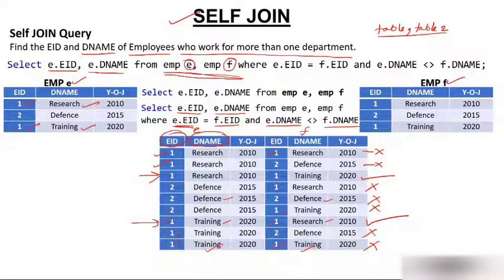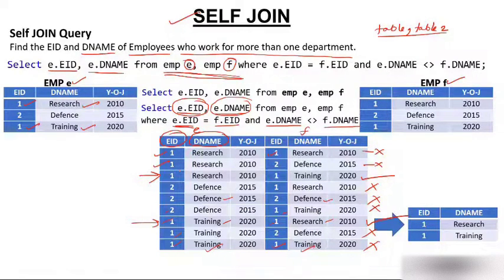And in these rows we want only the employee ID of E and department name of E. So the answer which I'm getting is this. Employee ID 1 is working with research and with training, and you can clearly see this in the table. ID 1 was working with research and also with training. So finally this is the answer.